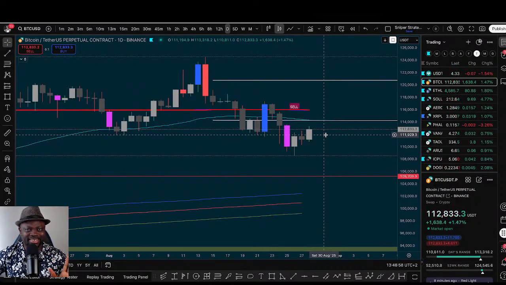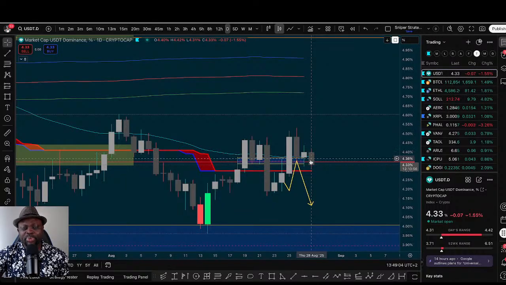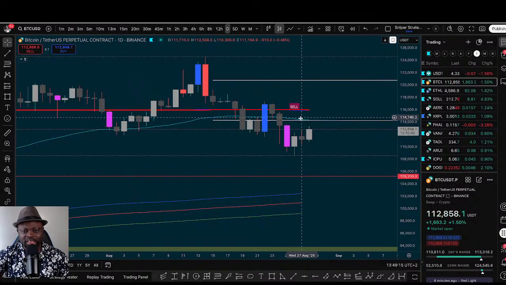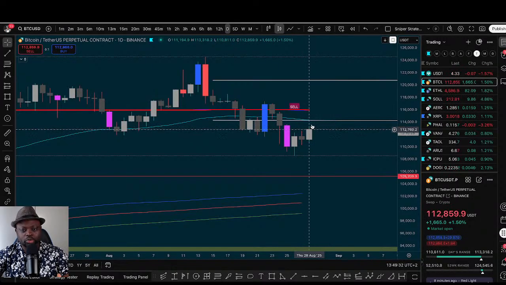Now, what it means is this: when we see dominance break below and stay below this moving average, it means there's a high chance that Bitcoin is going to break and stay above this other 50-day moving average here. So usually, if you want to be conservative, the most accurate way to trade is to allow price to play out. In this case, you wait for Bitcoin to break and close above the 50-day moving average before you start looking for any buy opportunity.